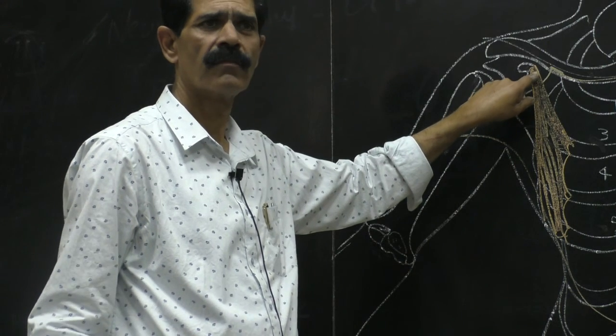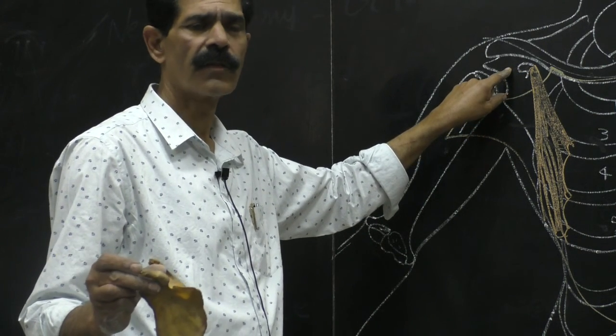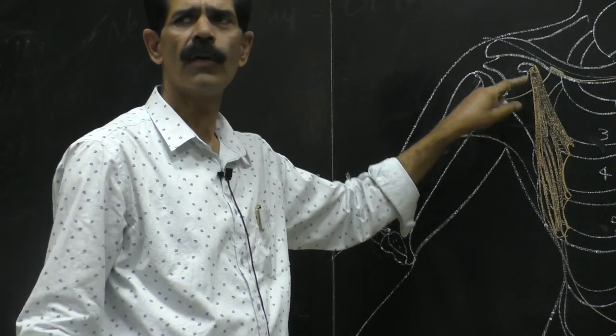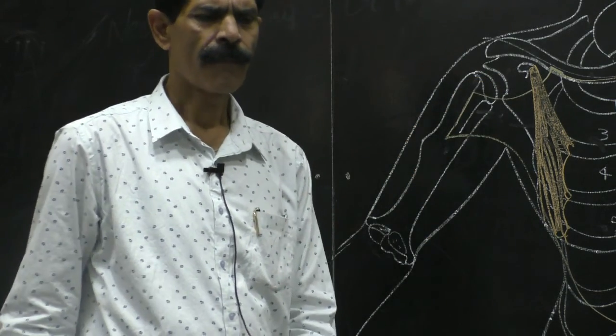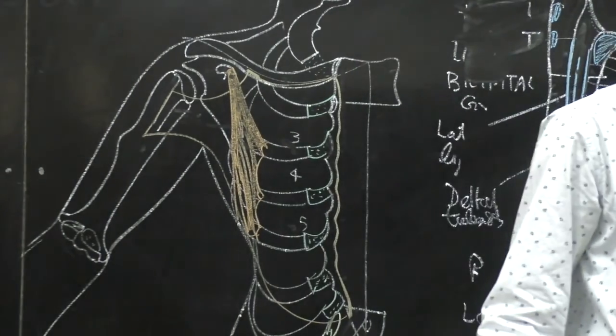So this muscle will be inserted over the coracoid process on its medial aspect, leaving the tip of the coracoid process, which lies laterally. It is only inserted on the base of the coracoid process, or on its medial aspect.